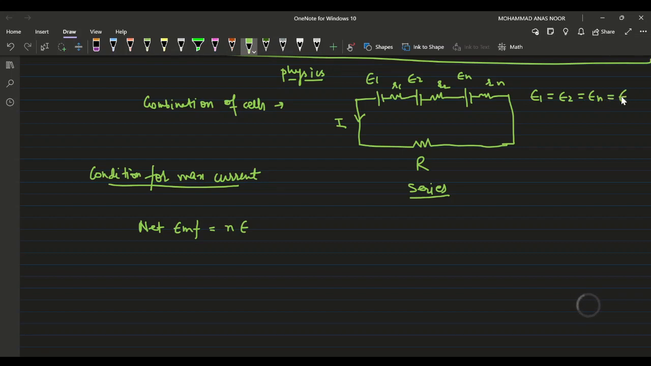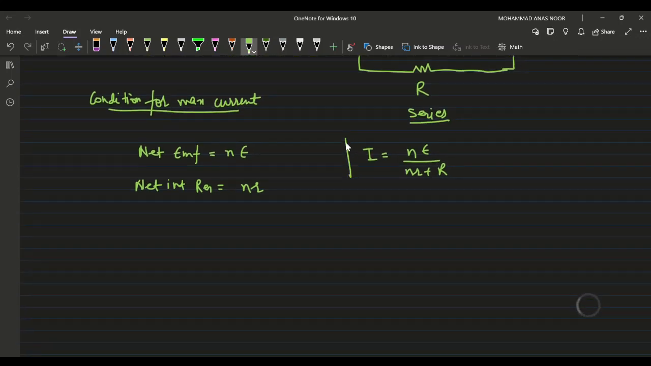If all of them are equal to E, then they'll all add up, so n times E, and the net internal resistance will be nr, if R1 is equal to R2 is equal to Rn is equal to r. So the current that would flow through the circuit would be I is equal to V by R. Now V is this nE, and the resistance of the circuit is nr plus capital R, correct? Now there will be two cases.